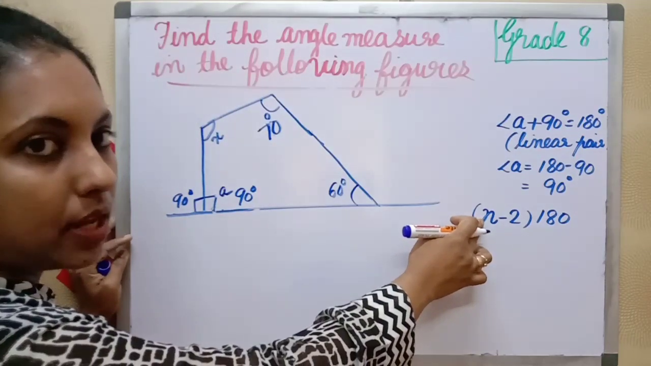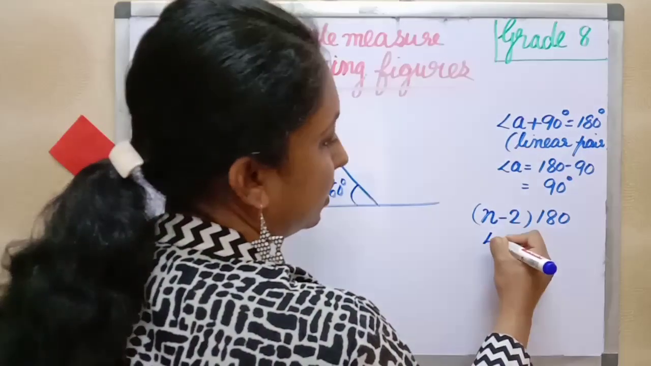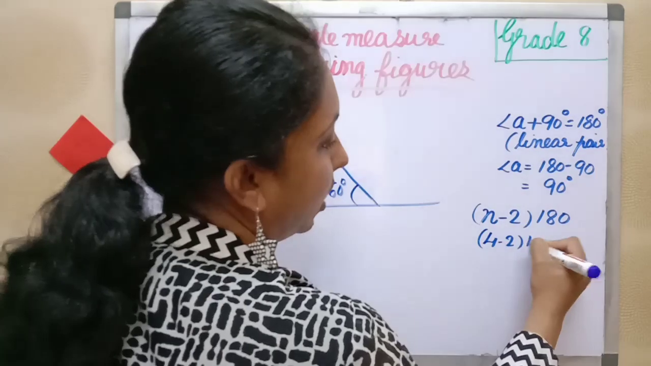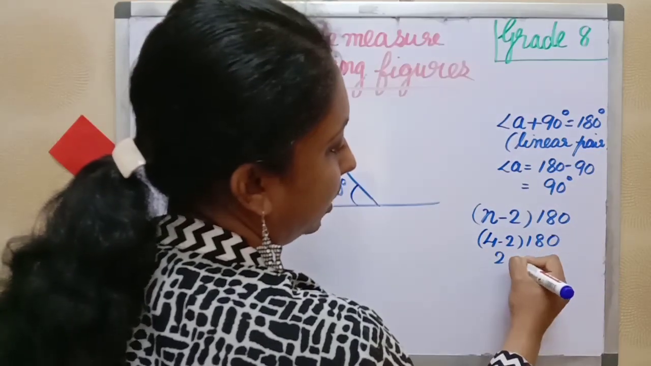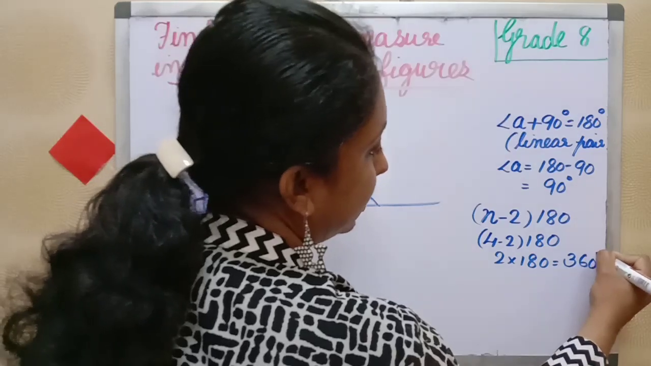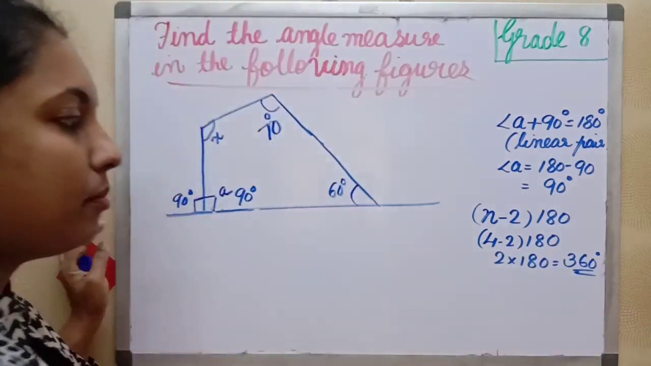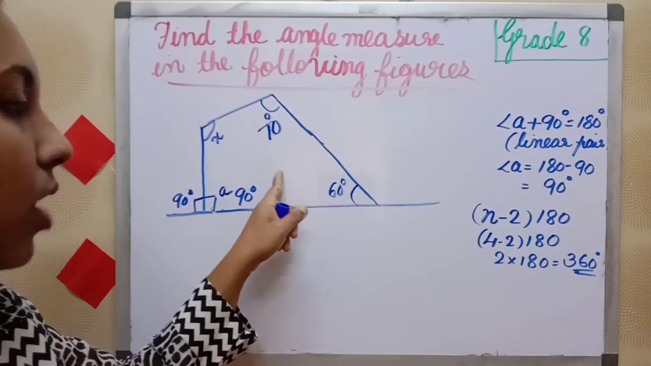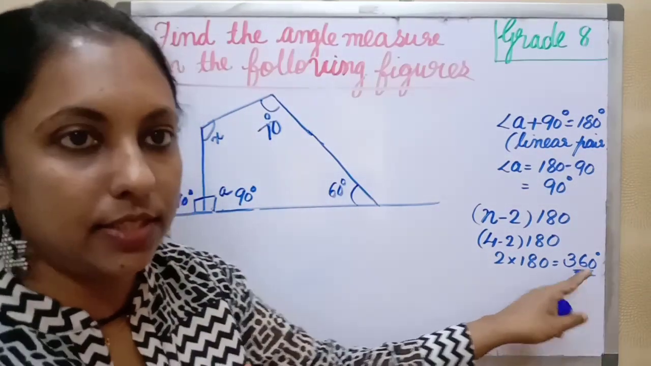N is the number of sides, n is 4. That is (4 minus 2) into 180. 2 into 180 is equal to 360. That is, the sum of the interior angles of a quadrilateral is 360.